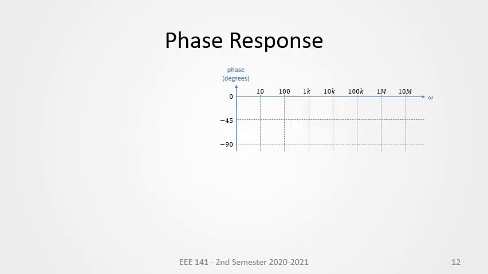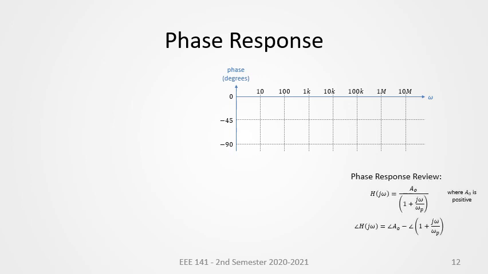Before plotting the phase response, let's have a quick review first. Given an expression h of j omega with a positive DC gain and the pole at the left half plane, the angle of h of j omega is the sum of the angles of the terms at the numerator minus the sum of the angles of the terms at the denominator. In this case, there is only one term for both numerator and denominator. Since a0 is positive, its angle is 0.